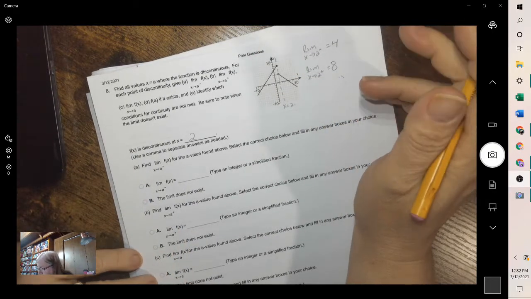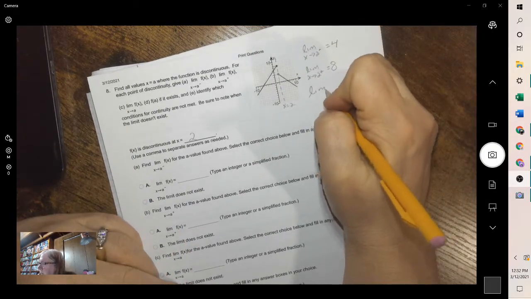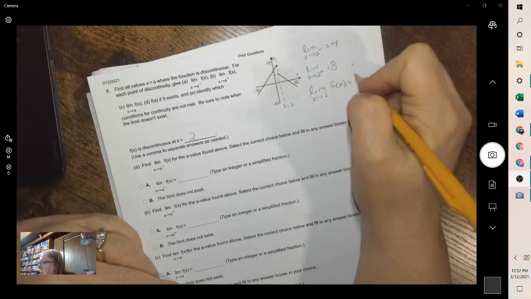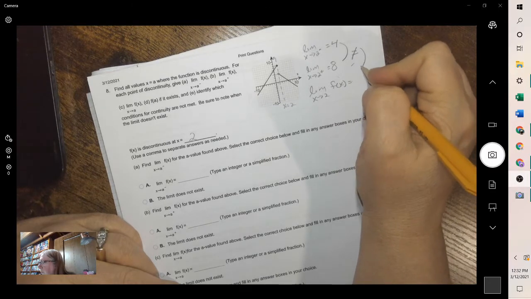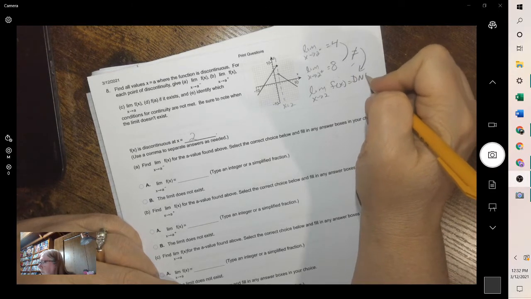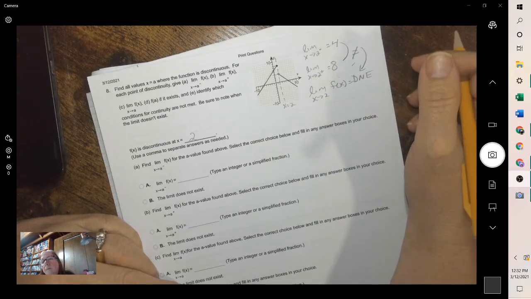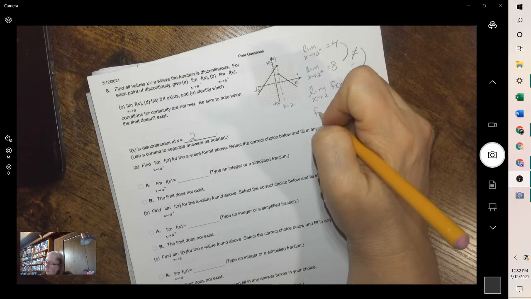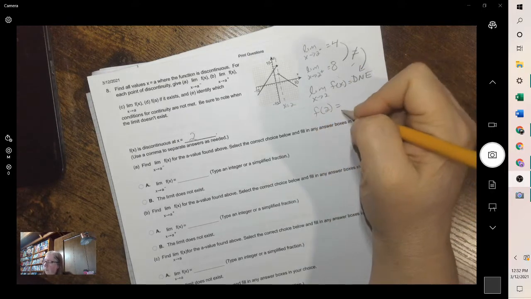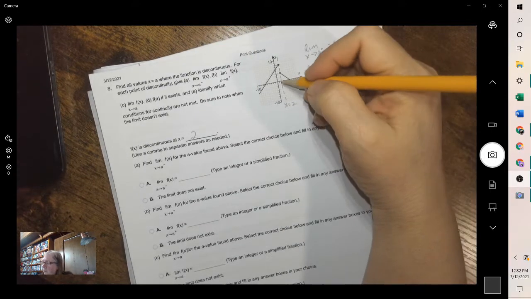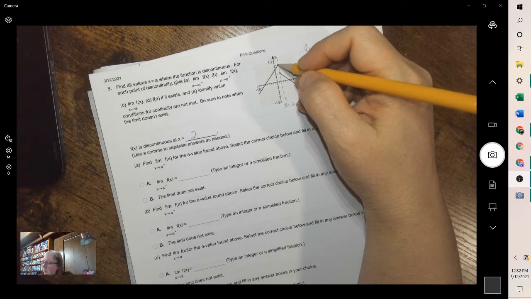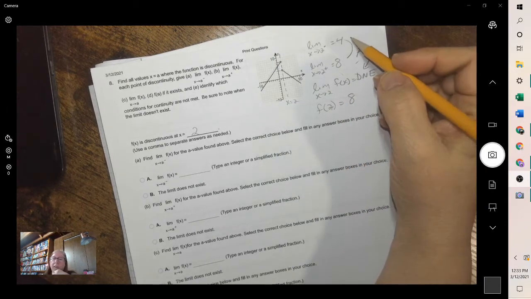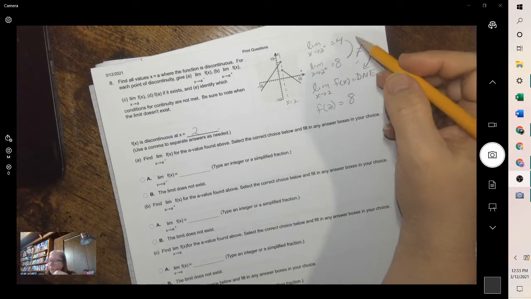I think there's one more part. We also want the limit as x approaches 2. Since these two are not equal, this one does not exist. And lastly, f of 2. f of 2 is a colored in point. Where x is 2, the shaded point is here at 8. So this looks for a shaded point. This looks at just these two.